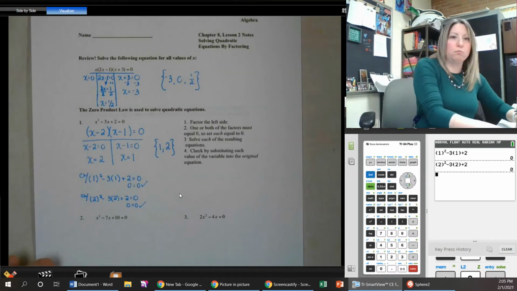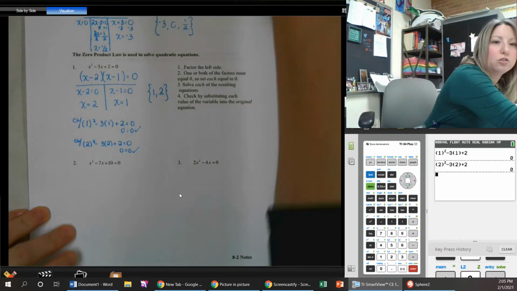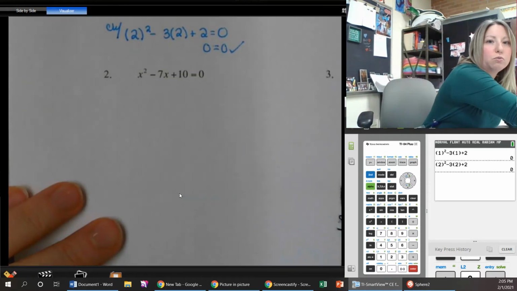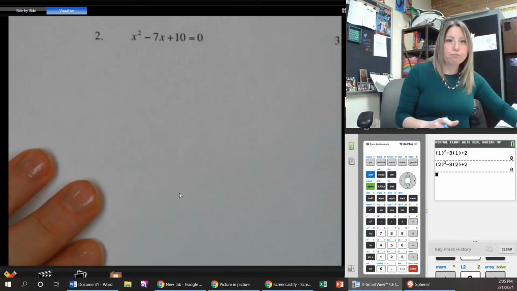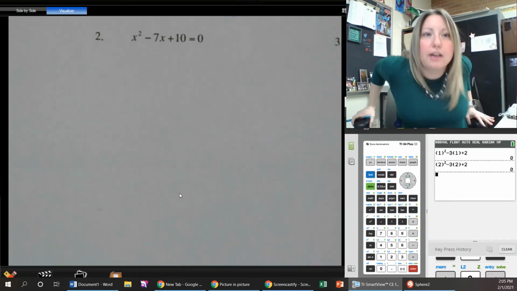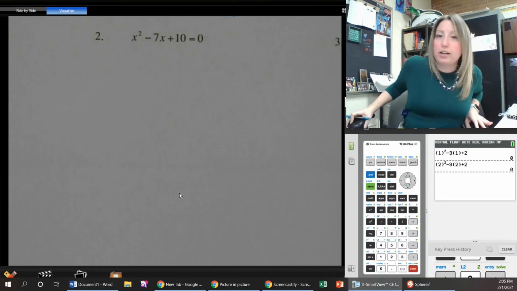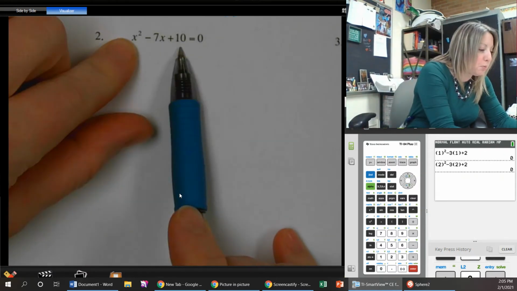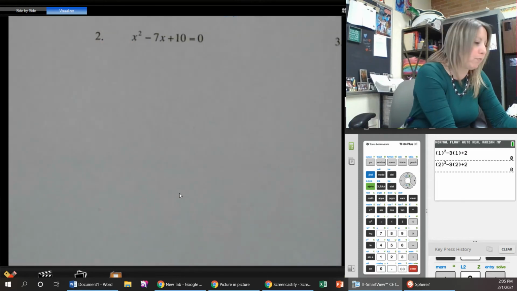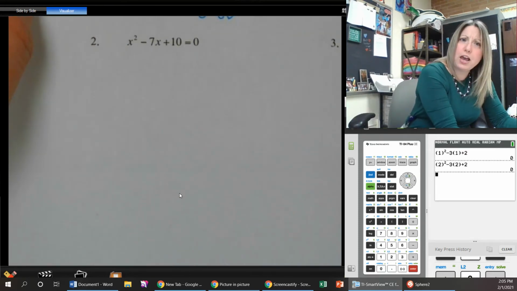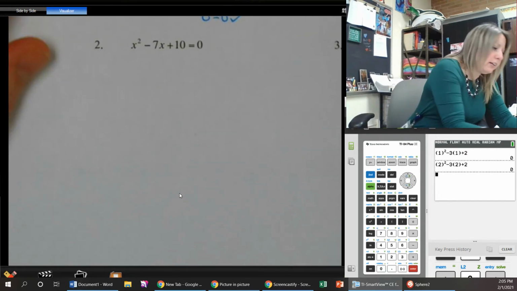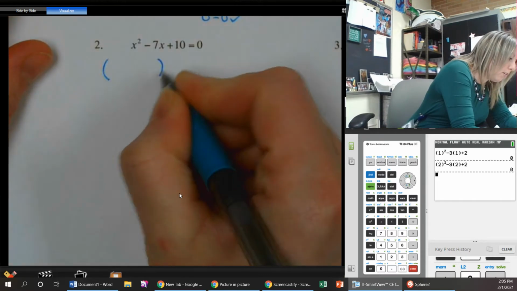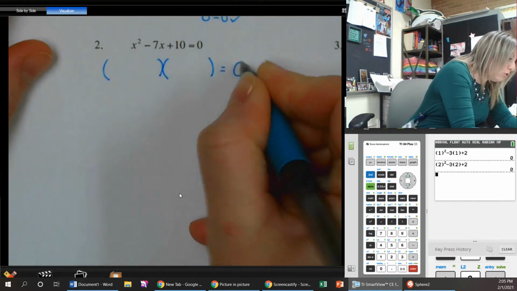Okay, so I zoomed out there, but actually I'd like to zoom into number 2. So let's do that. Okay. So again, like I said, today everything will already be in standard form, but just double check it. X squared minus 7x plus 10 equals 0. Okay. What are the factors of 10 that are going to add to give me a negative 7 in the middle? That would be 5 and 2, right?